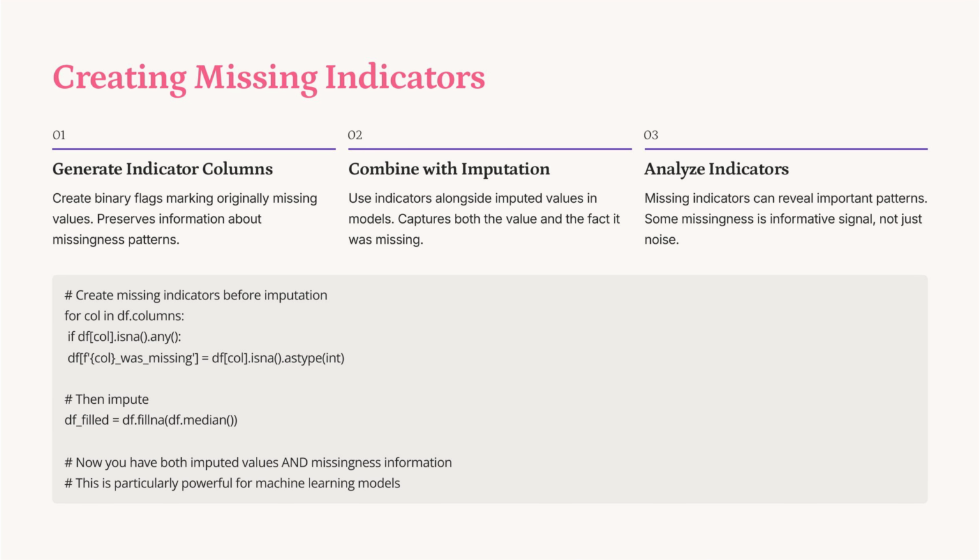Generate binary flags to mark missing values, preserving missingness patterns. Use these indicators with imputed values in models to capture both the value and its absence. Analyze these indicators to uncover informative patterns. Create missing indicators before imputation, then fill missing values, combining imputed data with missingness information for enhanced machine learning insights.